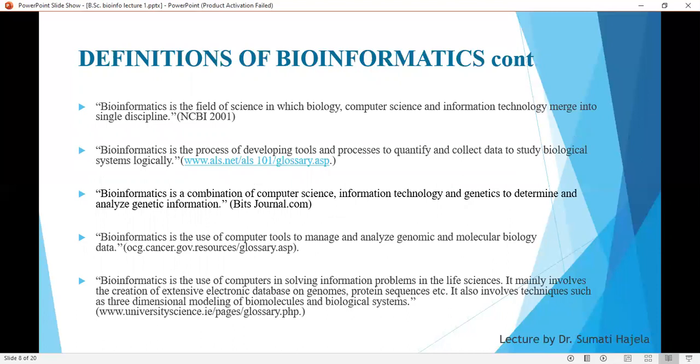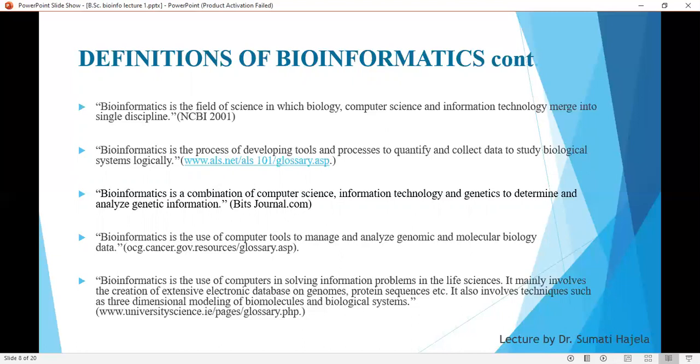NCBI, which is the National Center for Biotechnology Information, in 2001 defined bioinformatics as the field of science in which biology, computer science, and information technology merge into a single discipline. Another definition is that bioinformatics is a process of developing tools and processes to quantify and collect data to study biological systems logically. BitsJournal.com defines it as a combination of computer science, information technology, and genetics to determine and analyze genetic information. Another definition says that bioinformatics is the use of computer tools to manage and analyze genomic and molecular biology data.